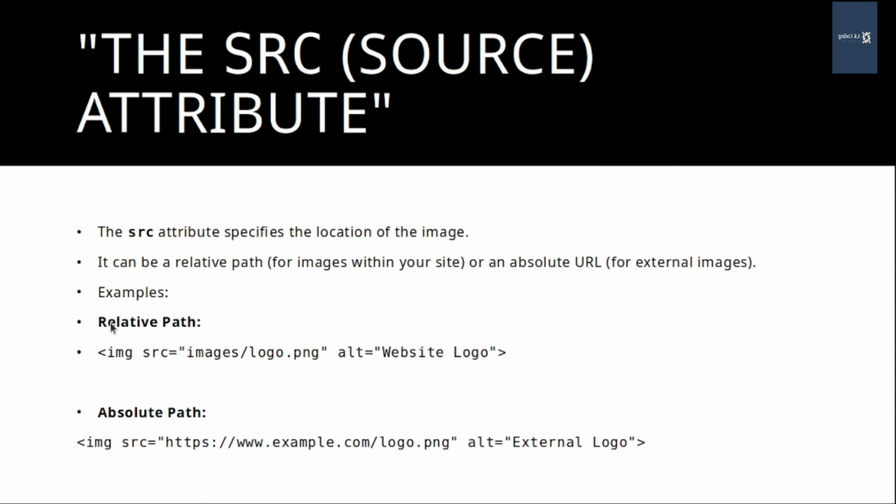So the relative path is, as you can see, image/logo.png, and there is no kind of external URL. And what is alt? Alt is used when your image is not appearing, for example if an internet connection problem happened or something else.